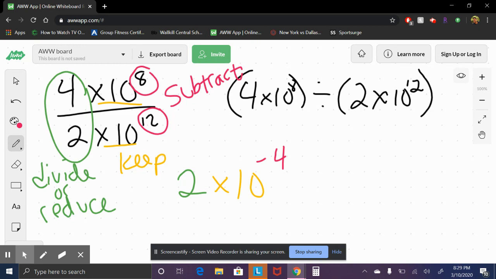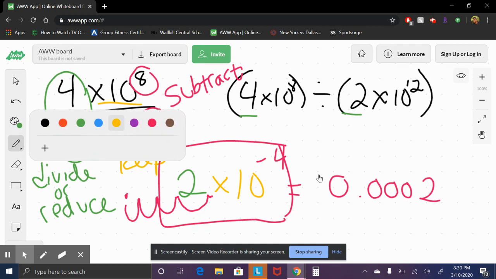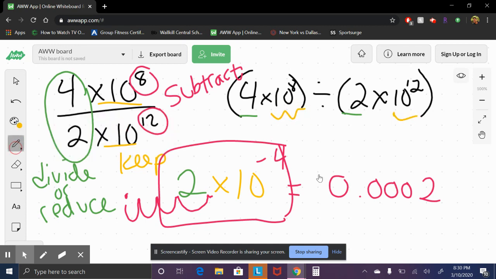And if they do ask us to convert this into standard form, we would know how to do that, right? We would just move the decimal 4 spots, 1, 2, 3, 4 to the left. So it would be 0.0002. But I'm pretty sure the problems in the lesson are going to ask you to write it in scientific notation, not standard form. But it's still good to know how to write them in standard form. Same rules apply if it looks like this. We divide the numbers out in front, keep the base, subtract the exponents.